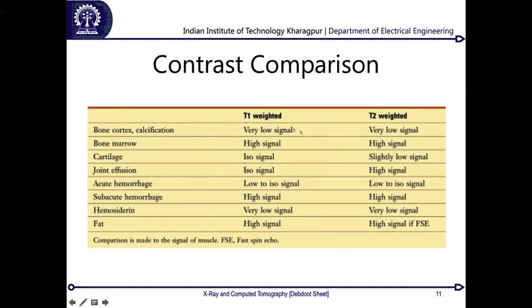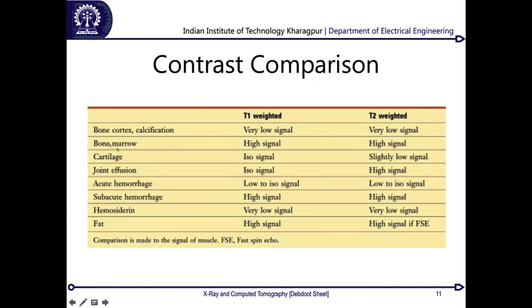If you look into a T1 weighted and a T2 weighted image for bones or bony structures, which also include calcifications, you would see that the T1 has a very low signal and the T2 has a very low signal. This gives you an indicator that MRI is quite contrary to what a CT image gives you. In CT you would get bones as brighter structures, in MR you will always get bones as darker structures, be it T1 or T2.